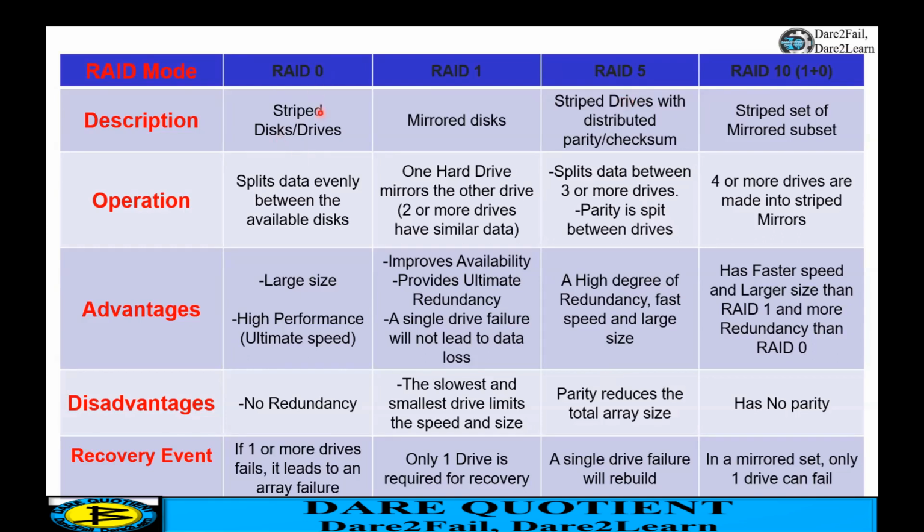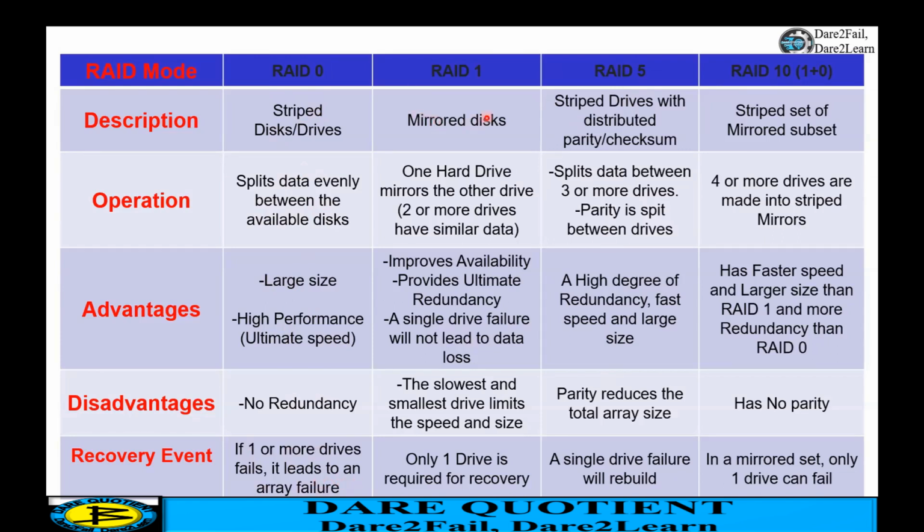So the RAID 0, I just stripe disk. It splits the data evenly between available hard drives. It gives you a large size and you have high performance or ultimate speed. There's no redundancy, and if one drive fails, it leads to an array failure.